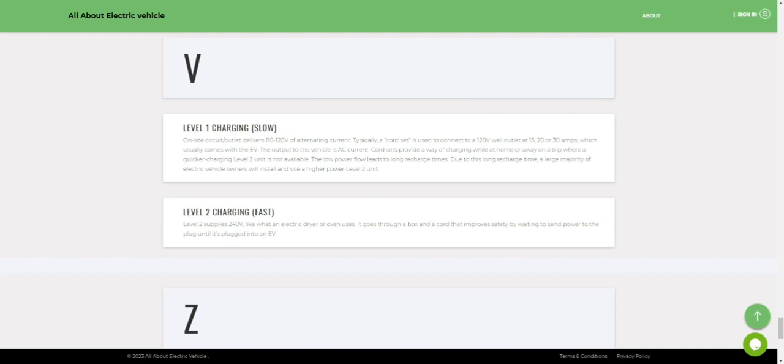Then there's also V2L, that says vehicle to load, which means that you can use your electric car to power external devices. Some of the latest electric vehicles are capable of boiling a kettle also. Then there's voltage and VED. VED is vehicle excise duty, okay, also known as road tax.